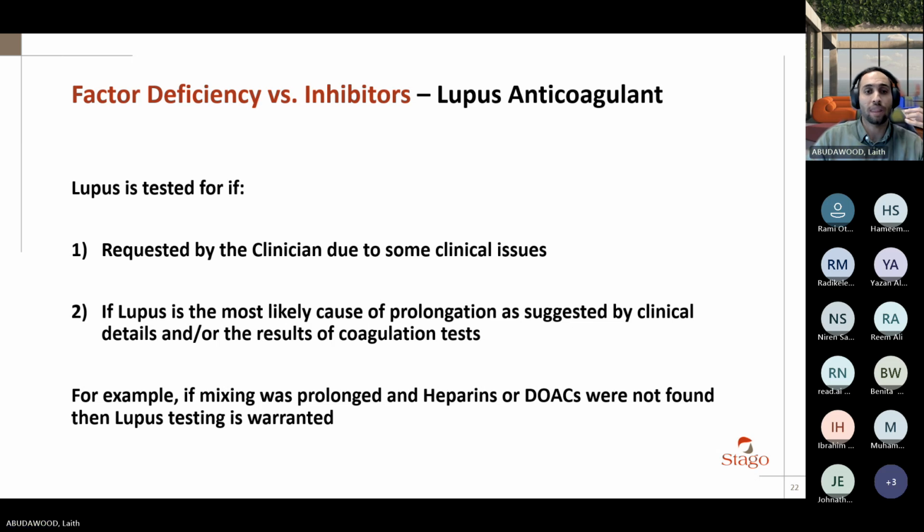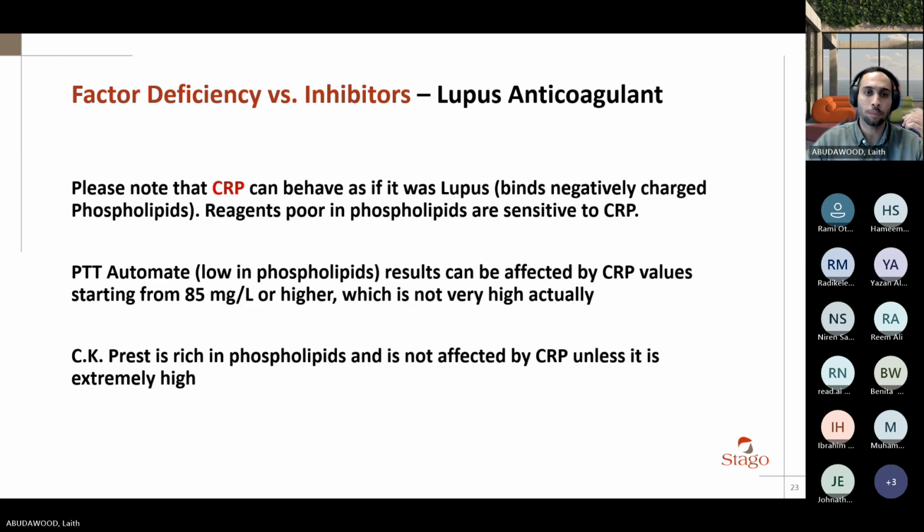All right. Now, small details about each of these inhibitors. Lupus usually is tested for on two occasions: either when the clinician directly requests a lupus test because the patient might have clinical symptoms that suggest lupus, or if I have a prolongation that cannot, for example, be explained by heparin, we can go for lupus testing. Or it depends sometimes on the lab, what information they have. Now, CRP again.